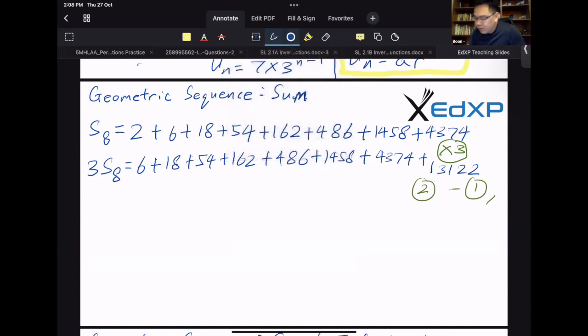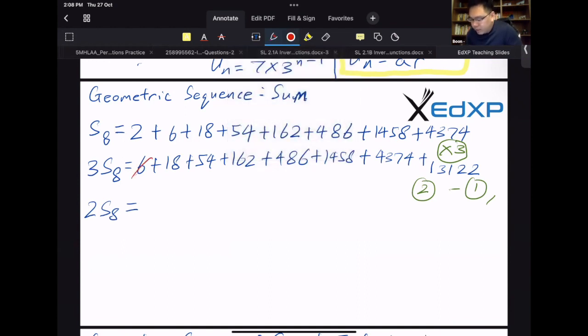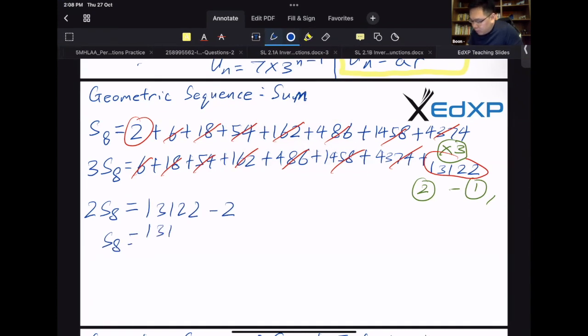What do I get? On the left-hand side, I get 2 S8. And notice, this is important, that the terms cancel out: 6 minus 6, 18 minus 18, and so on. I am actually left with 2 terms, this one and this one, which results in 13122 minus 2. From here we can solve. So the sum of 8 terms will be 13120 divided by 2, which is 6560.